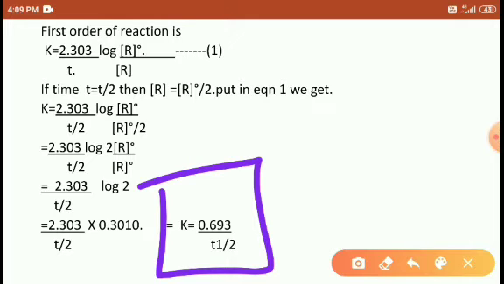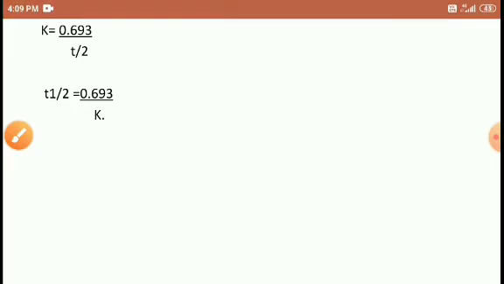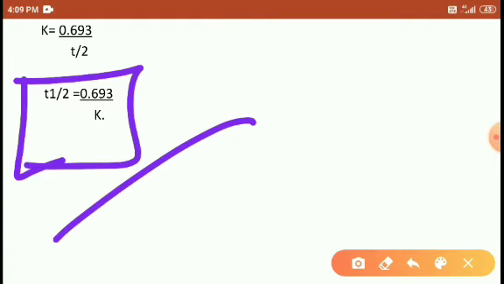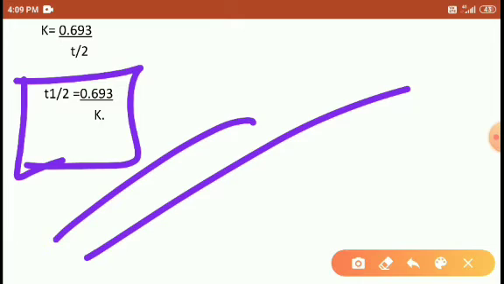Then you multiply these values, and you get k is equal to 0.693 by t half. This is the half-life of a first order reaction, which is also written as t half is equal to 0.693 by k. This is the mathematical derivation of the mathematical expression for the half-life of first order reactions. Right, students?